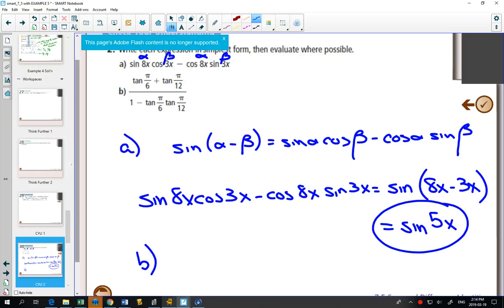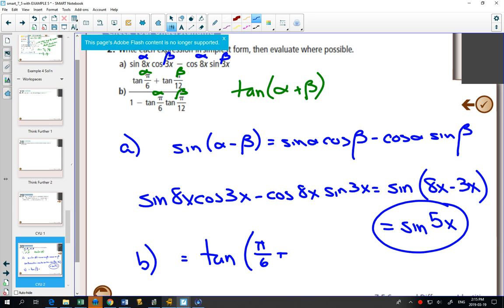That matches up. If this is my alpha, and this is my beta, this matches up with the tan alpha plus beta formula. And so I can rewrite this as equal to tan of pi over 6 plus pi over 12.